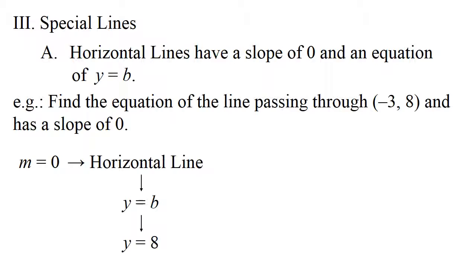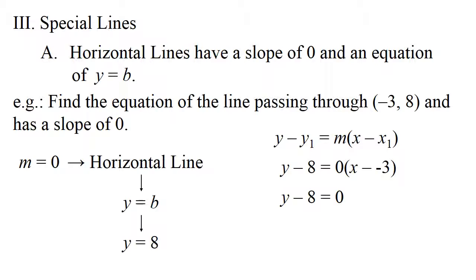But let's say you knew it was something weird, but you couldn't remember it was y equals a number. So you go, well, I have a slope, I have a point, I'm just going to put it in my point-slope form. So I'll make the slope m 0, I'll make x1 negative 3, I'll make y1 8, and I'll see what happens. So I plug those in. Minus negative 3 is the same as x plus 3. 0 times anything, though, is 0. So adding 8 to both sides, I get y equals the same answer. So if you don't remember for a horizontal line that it's y equals a number, you can still work it out and figure it out.